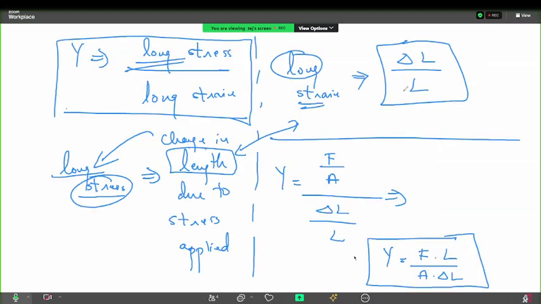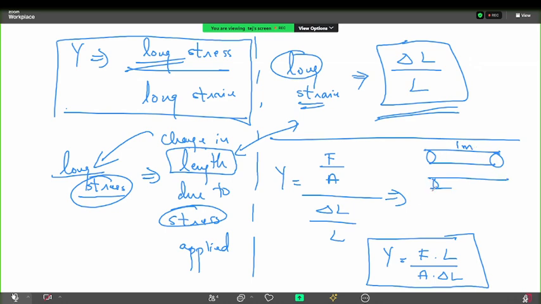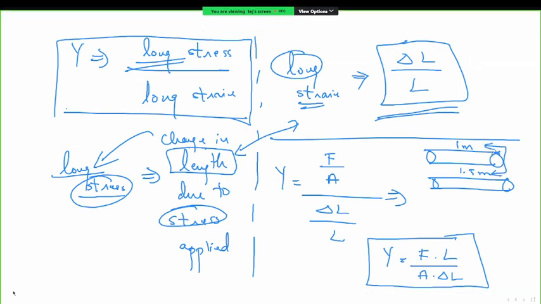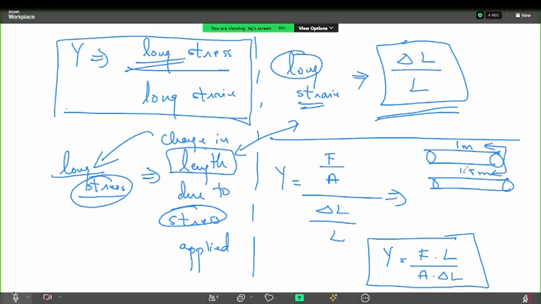Taken F by A, it's change in length, no? Change in length due to what? Due to stress. Exactly. Without stress, do you think there will be change in length? No. So let's say I talk about a rod. Rod is 1 meter long. I applied force. It became 1.5 meters long. Nothing else changed. Only the length of it changed, correct? Because only length changed, it's called longitudinal stress.